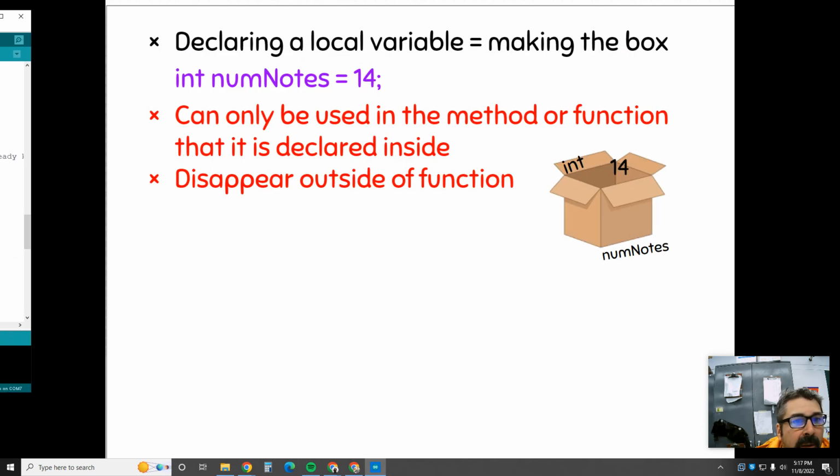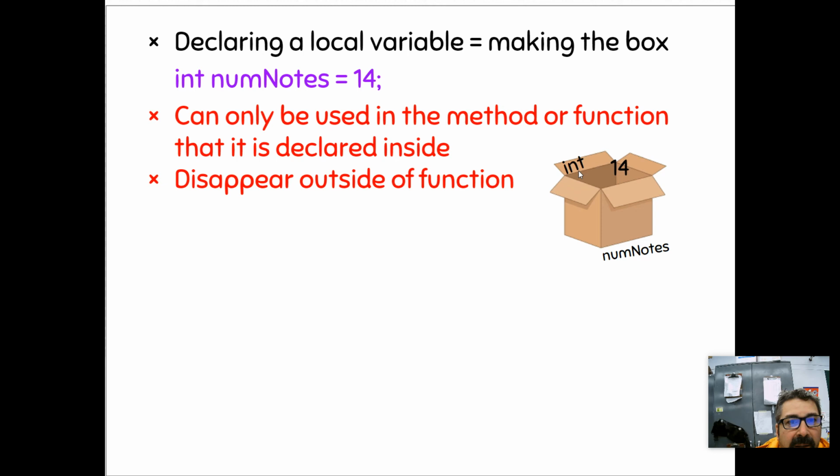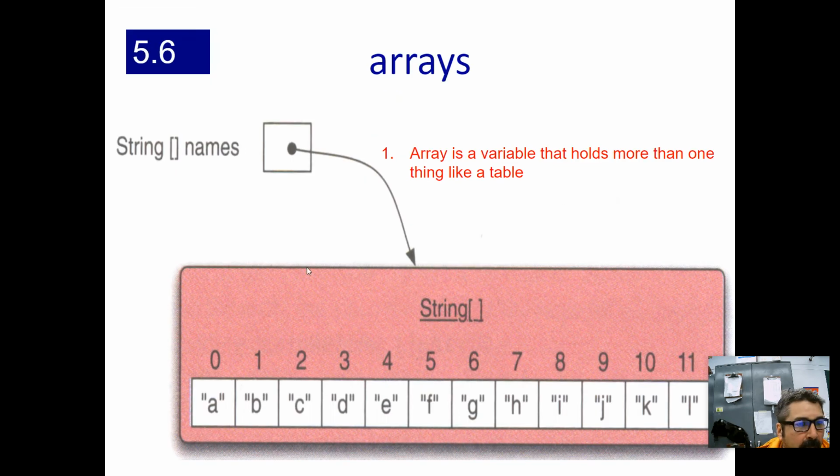All right, let's go back. Let's go over here. Now we're going to use an array. So a variable is like a box in the RAM that holds one thing. An array is like a box in the RAM that holds a bunch of other boxes that hold stuff. So it's like a table. So instead of holding one thing, it can hold a bunch of things.